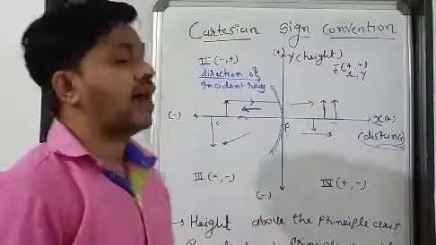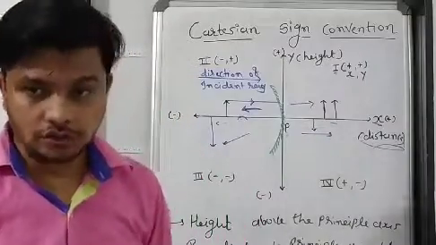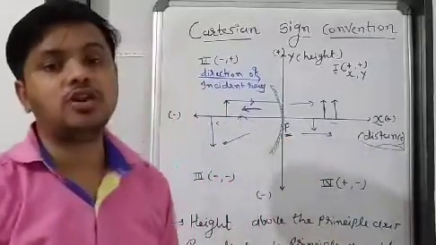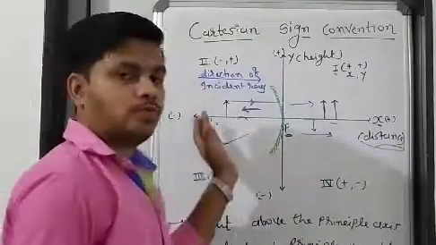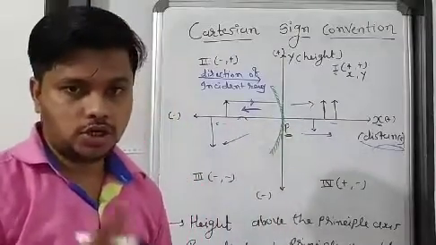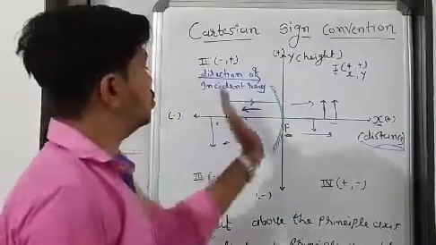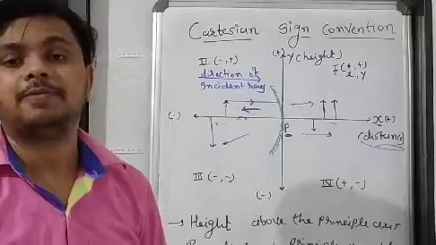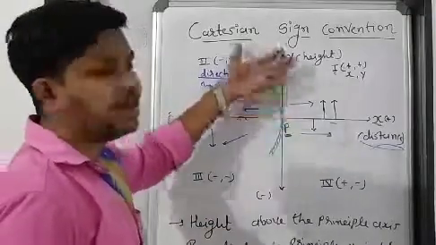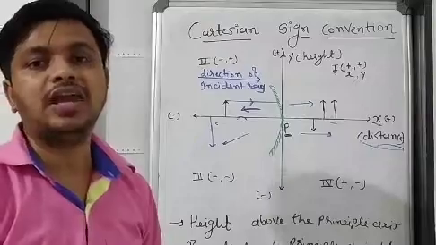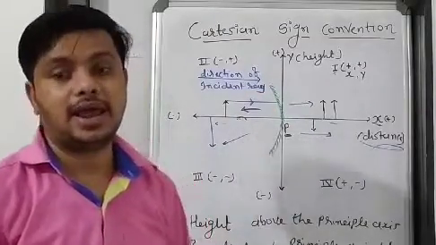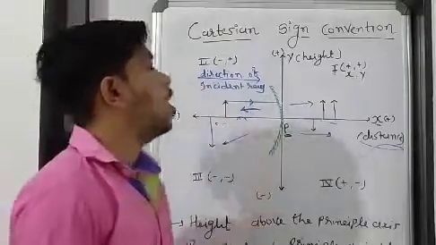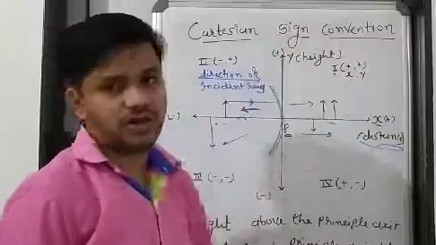Understand? So here is the summary of the Cartesian sign convention, in which first of all the distances should be measured from the pole and parallel to the principal axis. Distances on the left side, opposite to the incident ray, are negative, and distances in the direction of the incident ray, on the right side, are taken as positive. Above the principal axis should be taken as positive for the height, and below should be taken as negative, perpendicular to the principal axis. So here are the five laws according to the Cartesian sign convention.